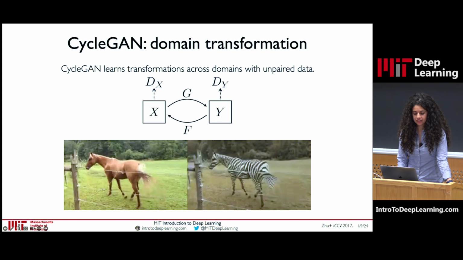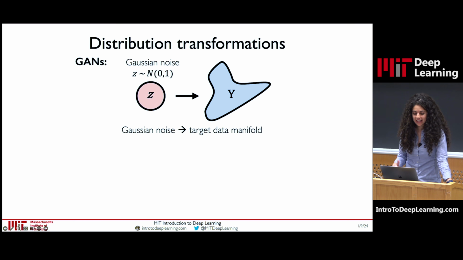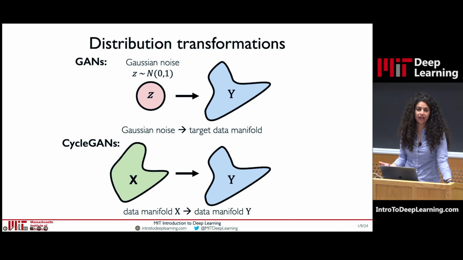Again, I think that this concept of now domain translation, domain transformation, gets at this notion that GANs are very effective ways to basically learn transformations of data distributions. We can go from learning a transformation from Gaussian noise to our target data distribution, or with CycleGANs from one data space X to a target data space Y and back, right?